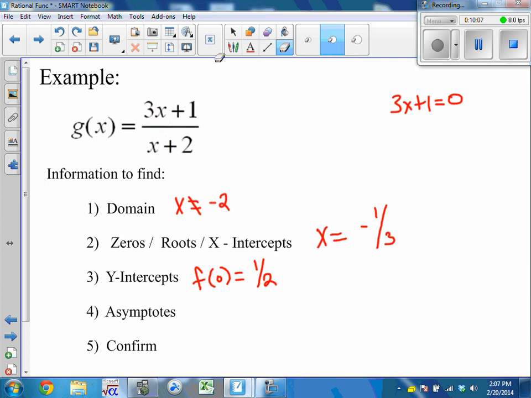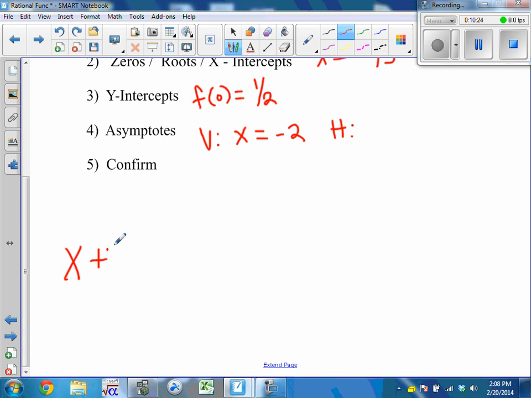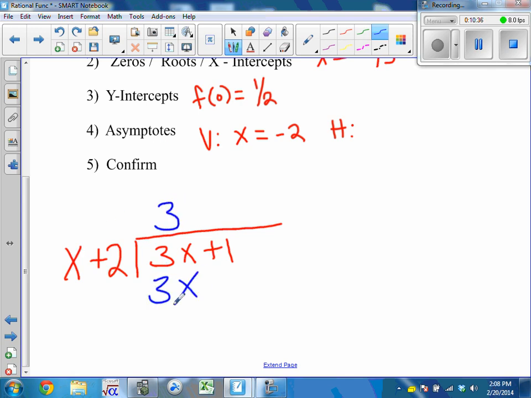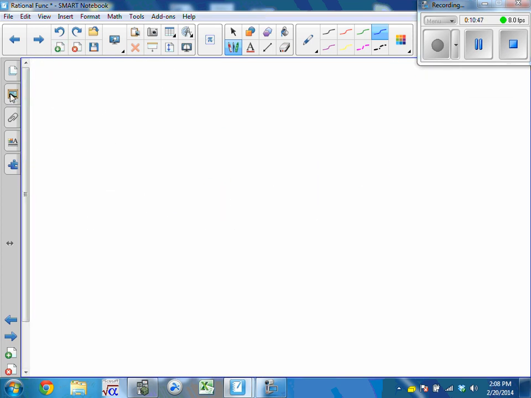And the asymptotes. My vertical asymptote is just x equals -2. And for my horizontal asymptote, I need to do some division. So I have x plus 2 divided into 3x plus 1. What times x gives me 3x? It's 3, and then 3x. And I don't really care what the rest of that is. That number at the top is all I need. y equals 3. So there's my information. Now let's see if we can graph it.